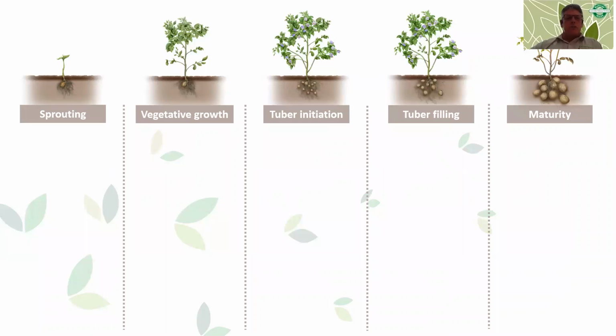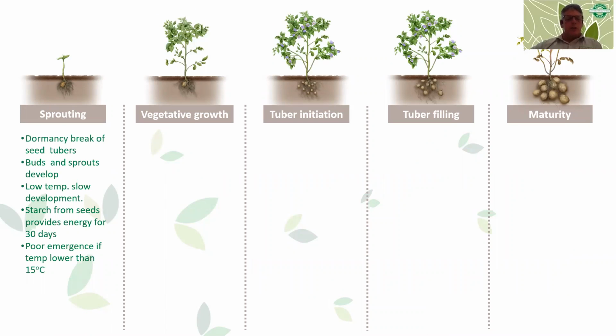If we look at what's happening individually for each plant, in your sprouting phase, your dormancy break of the seed tubers, you have to store them properly, you have to break the dormancy in the store so that the buds start sprouting and sprouts start developing. If your temperatures are too low, then you have a very slow development.